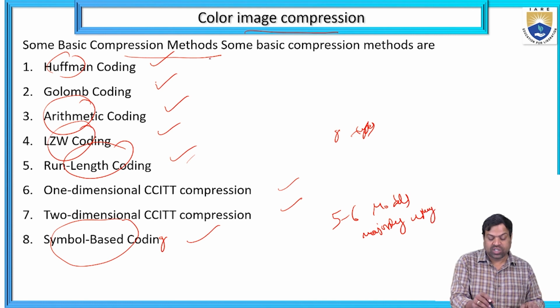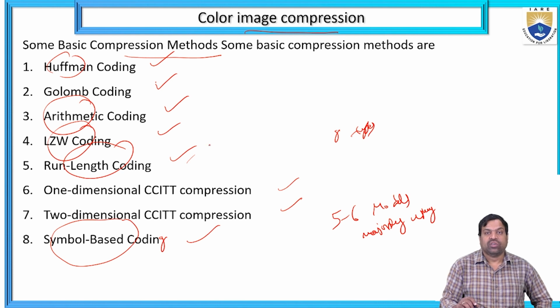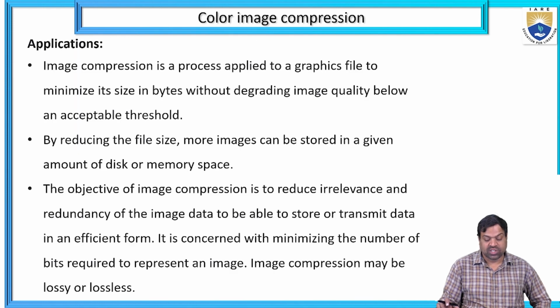So the basic compression methods are Huffman coding, Golomb coding, arithmetic coding, LZW, and run length coding, which can be one dimension, two dimension, and symbol based. So what are the applications of image compression?